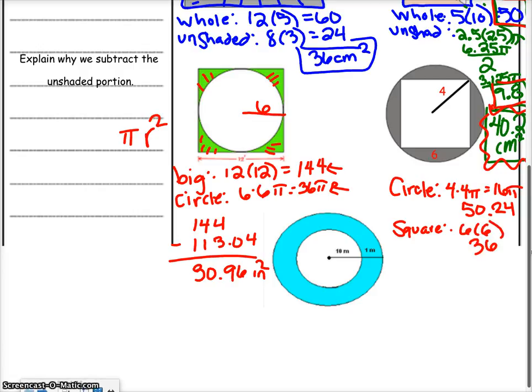You can't see your 6? Okay, make your 6 visible. It's right there. So, maybe I should have brought it up there. But anyway, it's too late now. 50.24 minus 36 is a total area of 14.24, whatever my units are.